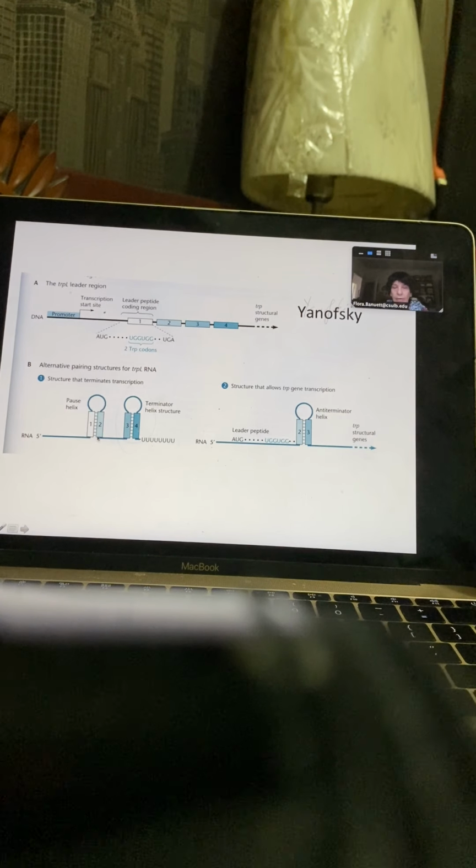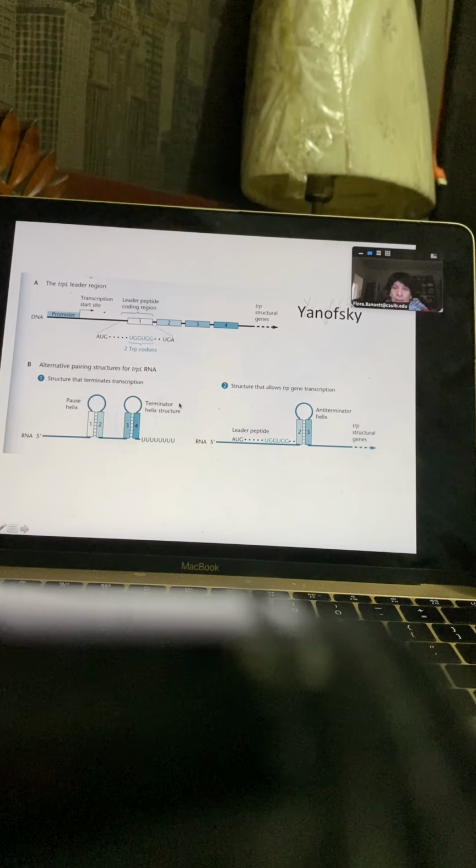In other words, if RNA polymerase encounters this, followed by this string of U's, it's going to terminate, it's going to fall off. And this happens when you have a lot of tryptophan. So you do not need to transcribe the structural genes if you have all this tryptophan. So this secondary structure is induced by the presence of a lot of tryptophan.